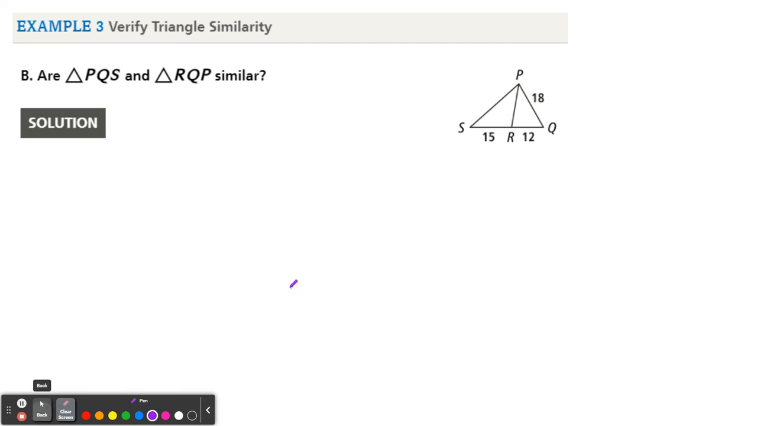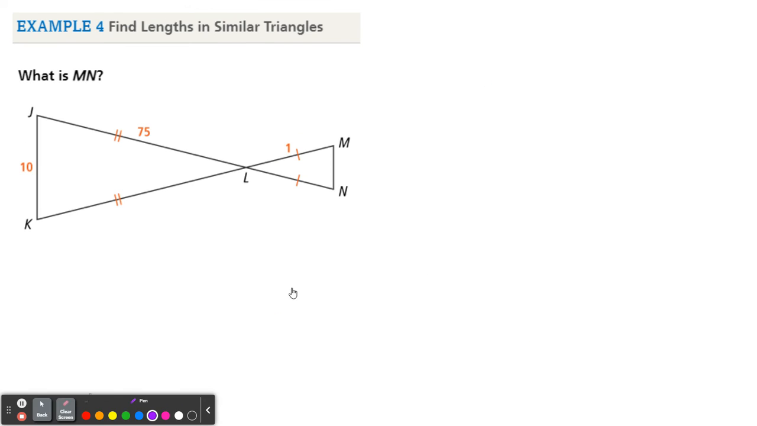Okay, two more. All right, so here, those are like proving the triangle is similar. Now here's some true application. So what is the length of MN? So MN is right here, right? So what is that length?